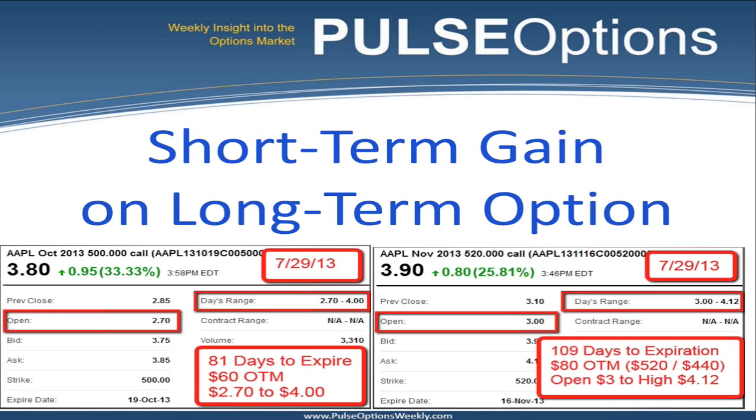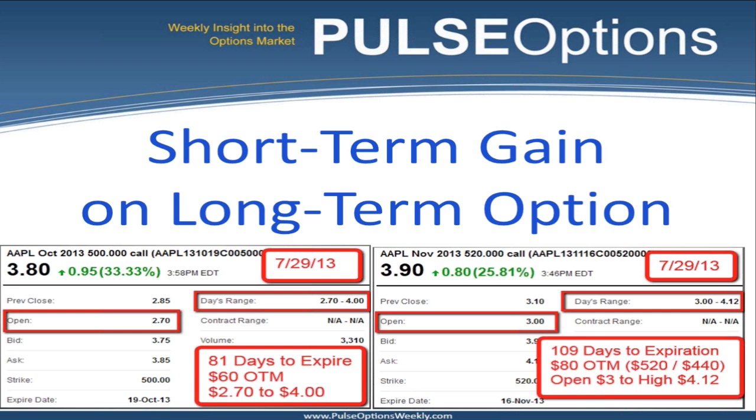So here's a short-term gain on a long-term option. This is July 29th. These two examples: one option has 81 days to expire, the other has 109 days to expire. These are deep out-of-the-money options. One was $60 out of the money, the other was $80 out of the money. And both these options made roughly 30% in one day.